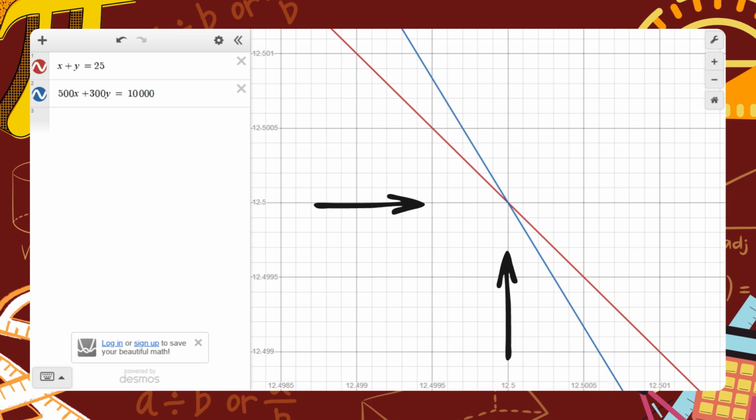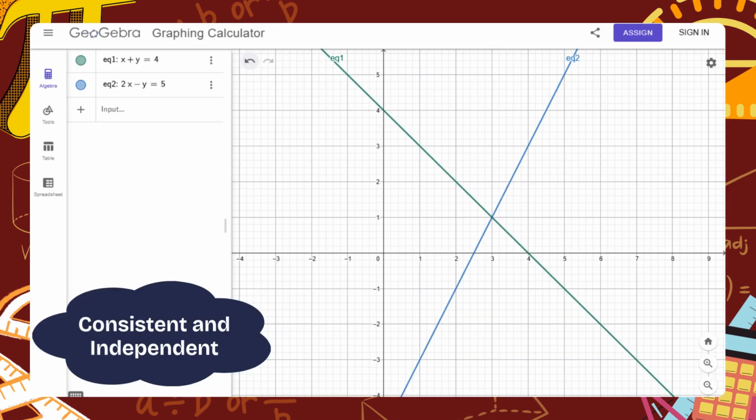So a system of linear equations is just two or more lines on the same plane. The solution is the point they share. Simple, right? But not all systems have one solution. Now, let's jump into GeoGebra to see the three ways lines interact. So we have case 1. The lines cross once. As you can see, they cross. That means they have one solution, and we call it consistent and independent.